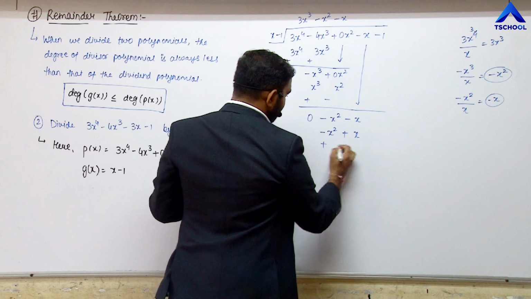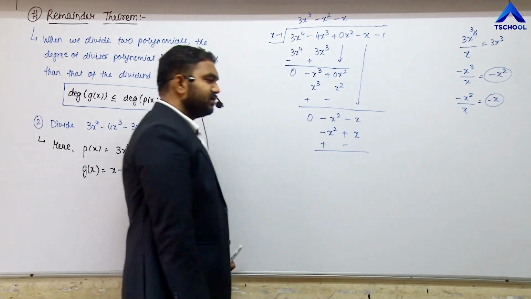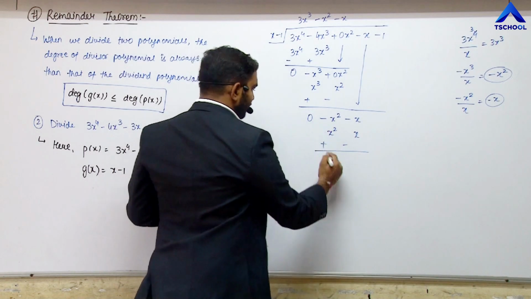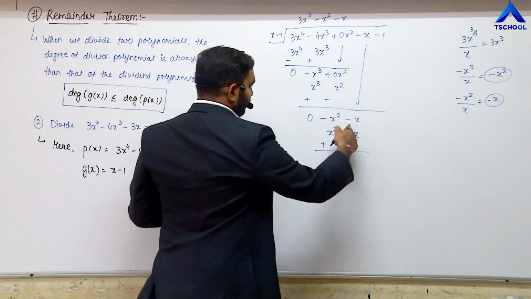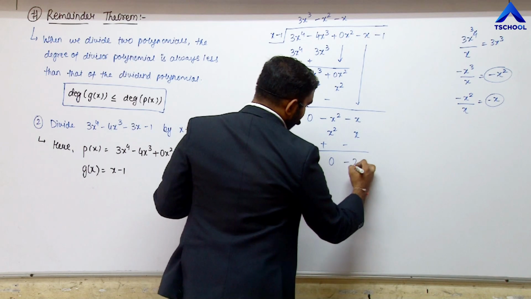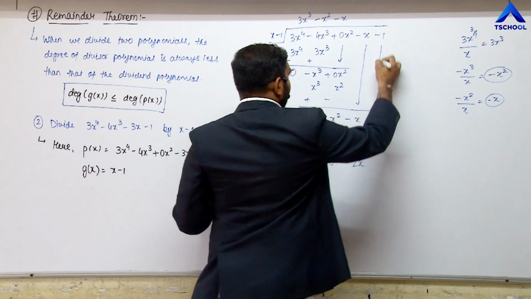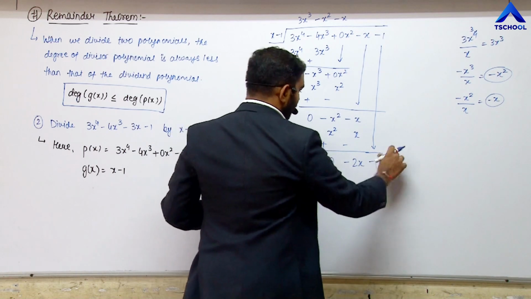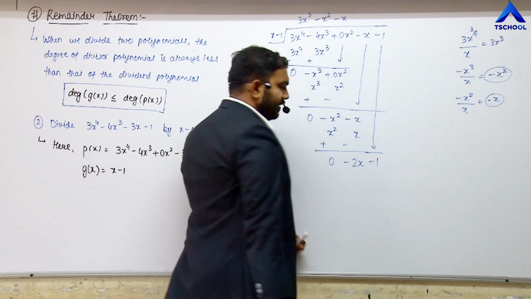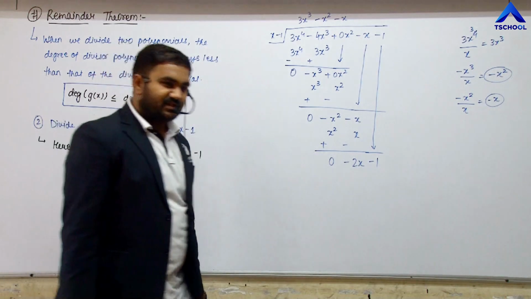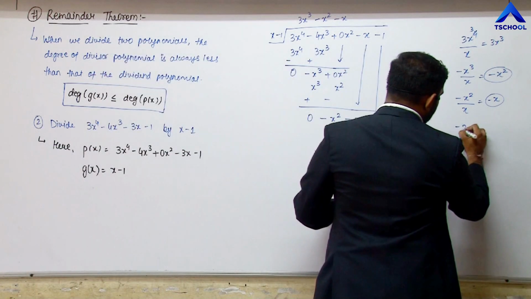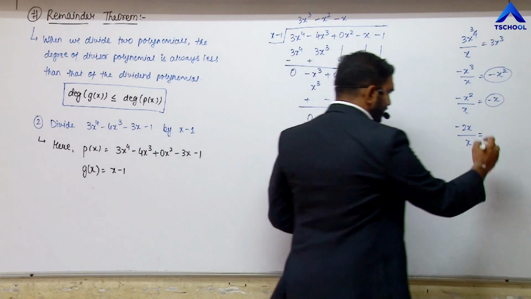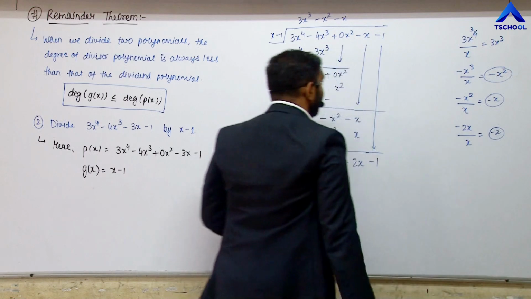So again change of sign, minus becomes plus and plus becomes minus. Now we shall look for the new signs here. Minus x square plus x square, that becomes 0. Minus x, that is minus 2x, and this one is now brought here at the bottom. Okay, again for the last time, the term here in the dividend is minus 2x, the term in the divisor is x, and x is cancelled, that becomes minus 2.